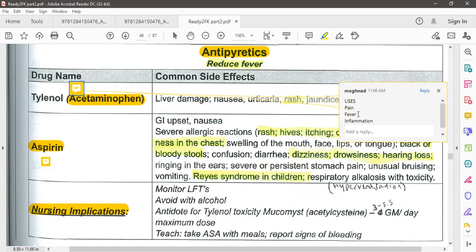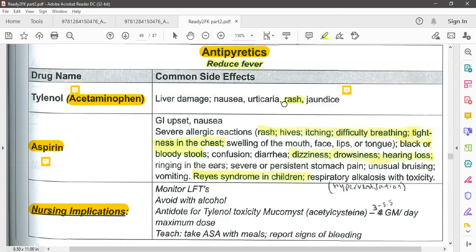And also we can use it for arthritis or gout pain or rheumatoid arthritis. The acetaminophen has properties to reduce the inflammation as well. So that is the use of acetaminophen. So now let me go back here and some NCLEX notes.